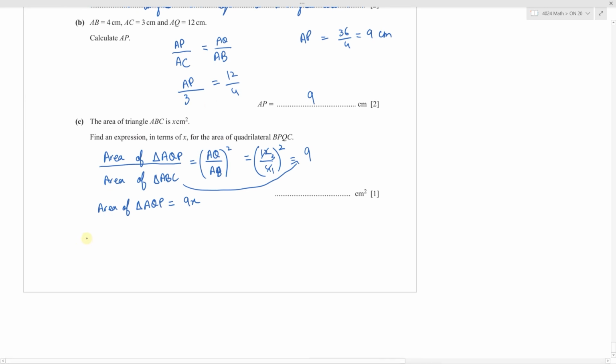So area of quadrilateral BQPC will be area of larger triangle 9x minus area of smaller triangle ABC, which is x. So this will be 8x centimeter square. So this is your final answer. So this is the end of paper 1, variant 1 for October-November 2020.